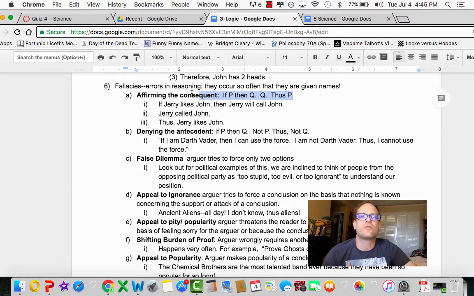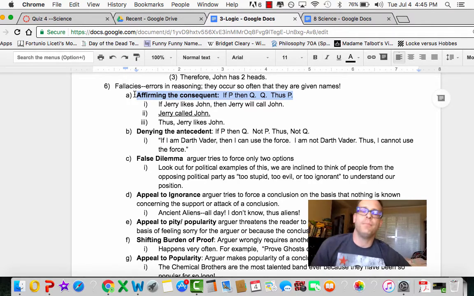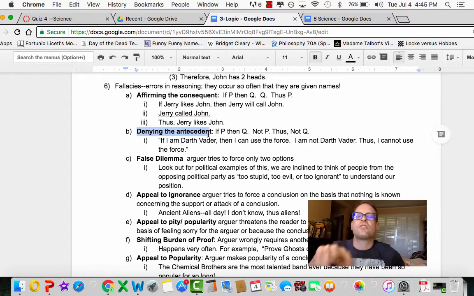I'm going to run you guys through fallacies right now. So I want to start with this A and B here. The first one is called affirming the consequent, and the second one is called denying the antecedent. Now, these are the two weirdest fallacies for you guys because they're the two with the strangest names. All the other fallacies more or less make sense.